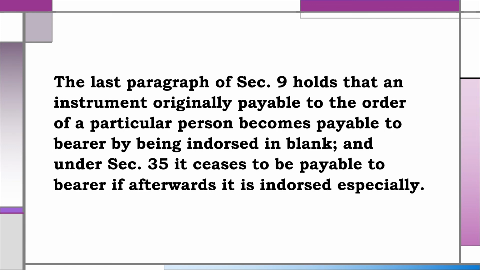The last paragraph of Section 9 holds that an instrument originally payable to the order of a particular person becomes payable to bearer by being endorsed in blank, and under Section 35, it ceases to be payable to bearer if afterwards it is endorsed specially.